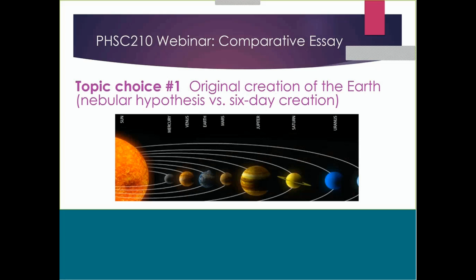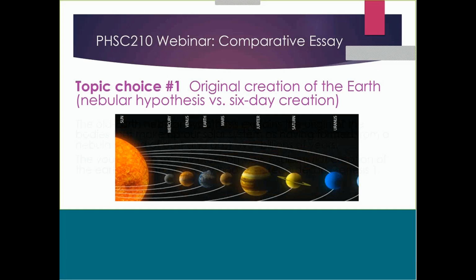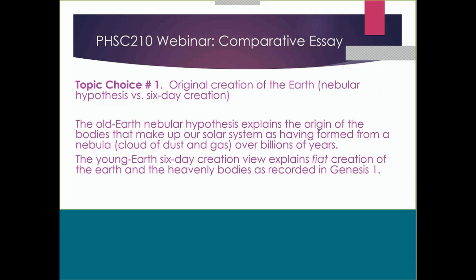So topic number one, choice number one, original creation of the Earth, nebular hypothesis versus six-day creation. This is a theory that explains the origin of our solar system and its contents. The old Earth nebular hypothesis explains the origin of the bodies that make up our solar system as having formed from a nebula, which is a cloud of dust and gas, over billions of years. The young Earth six-day creation view explains fiat creation of the Earth and the heavenly bodies as recorded in Genesis 1.